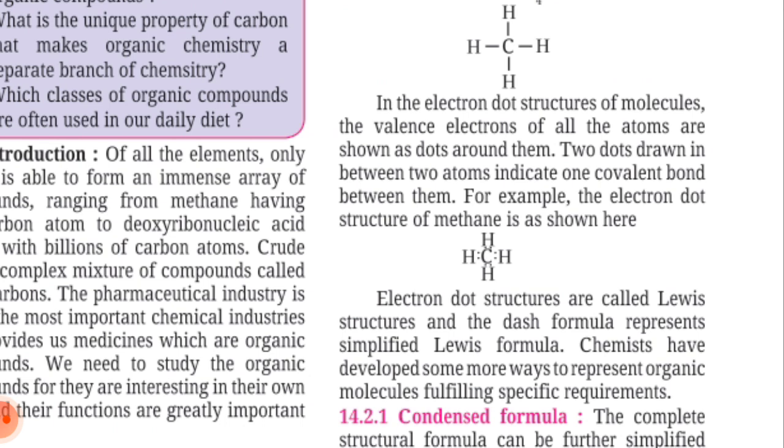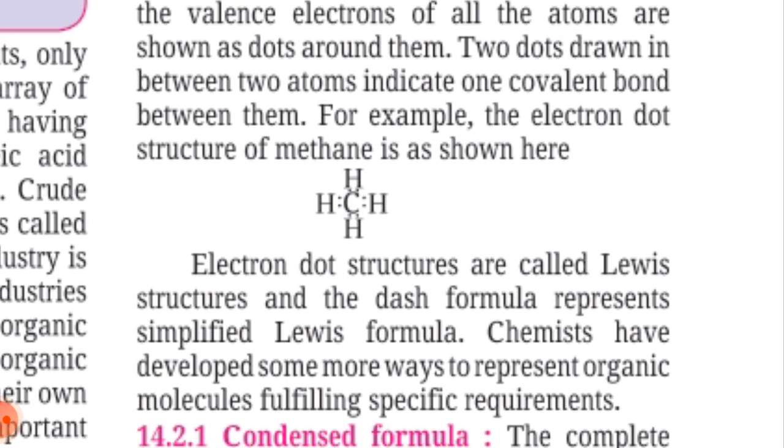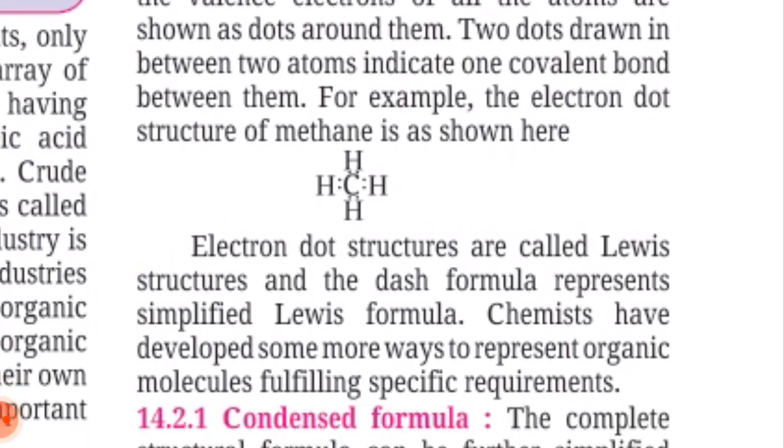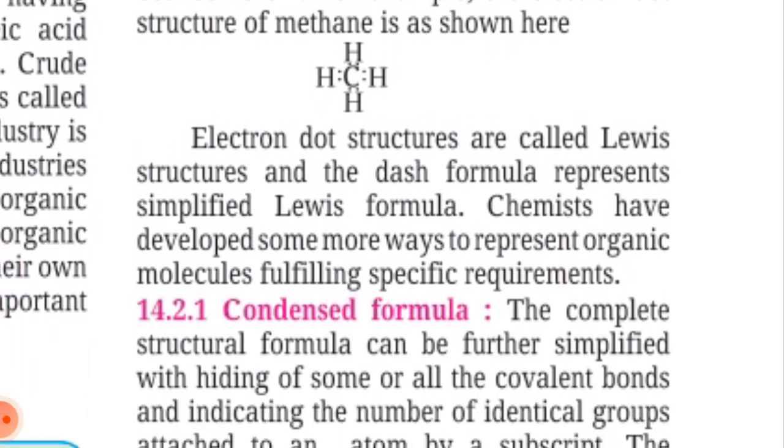In the valence dot structure of a molecule, the valence electrons of all the atoms are shown as dots around them. Two dots drawn between two atoms indicate one covalent bond between them. For example, the electron dot structure of methane is as shown here. Electron dot structures are called Lewis structures and the dash formula represents a simplified Lewis formula.